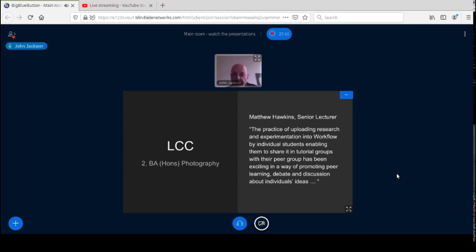Also, we have other courses such as photography at London College of Communications, who have been using workflow for some time, for several years. They have about 100 students, well over 100 students in the first year, photography, and all of them use workflow, and all of them use it very heavily.